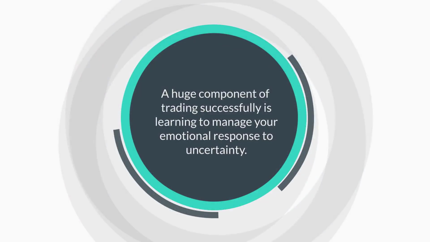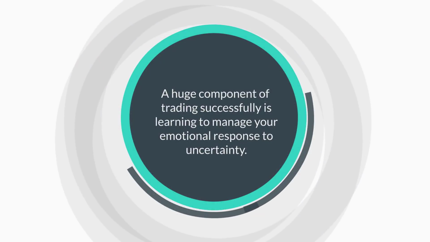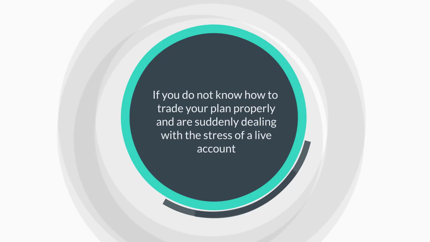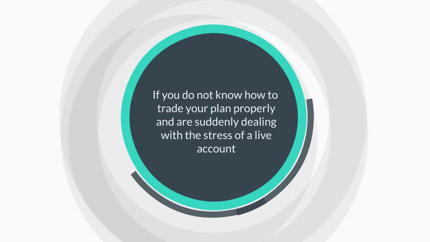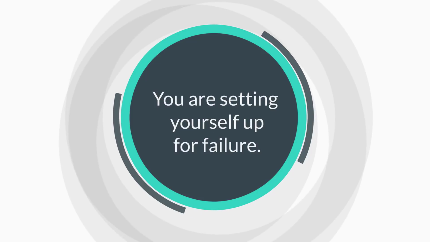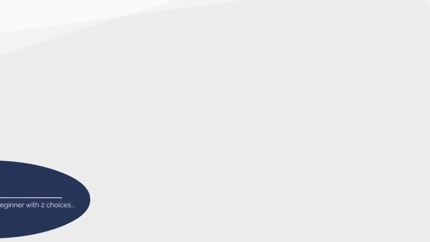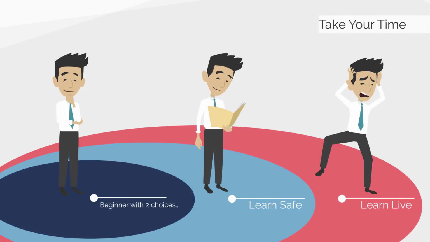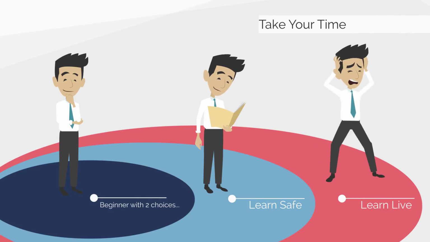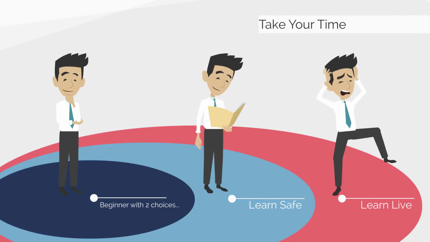A huge component of trading successfully is learning to manage your emotional response to uncertainty. If you do not know how to trade your plan properly and are suddenly dealing with the stress of a live account, you are setting yourself up for failure. When you are a beginner with a small account, it is always best to learn safe. The likely outcome of jumping straight to a live account is losing your account and having to start again, which will require refunding the account.